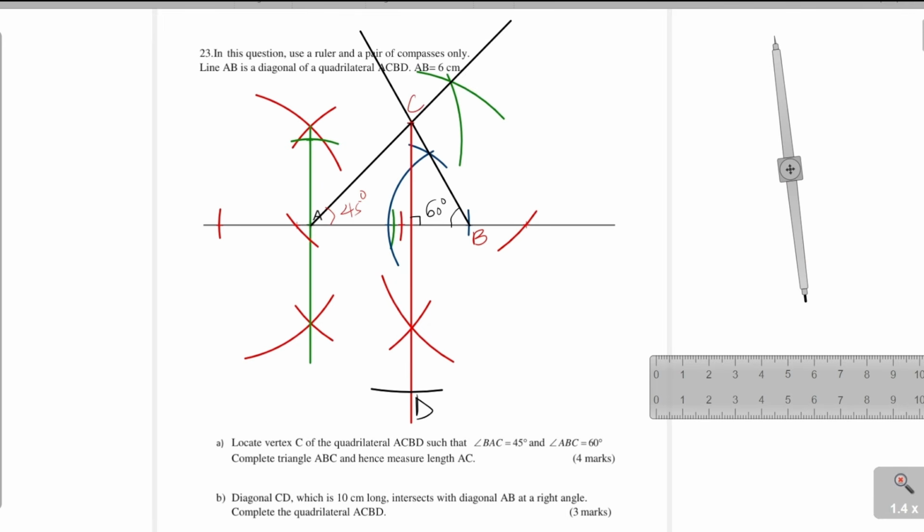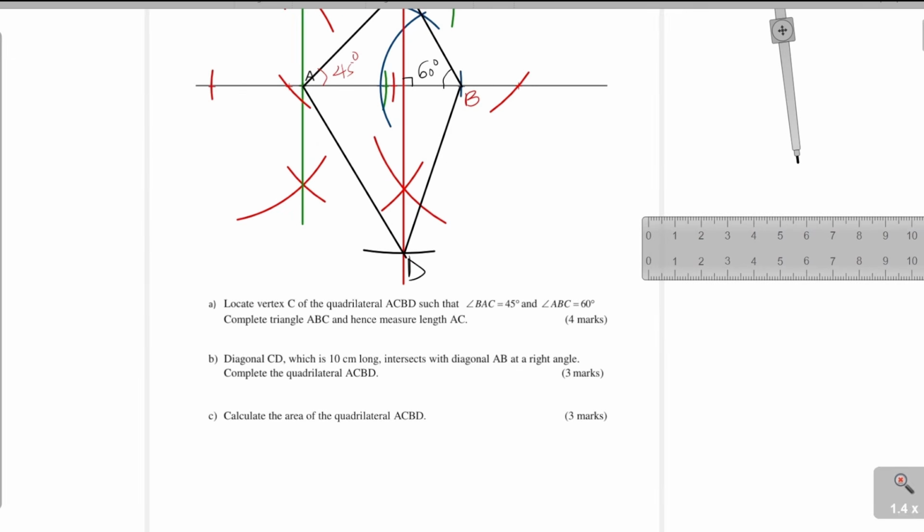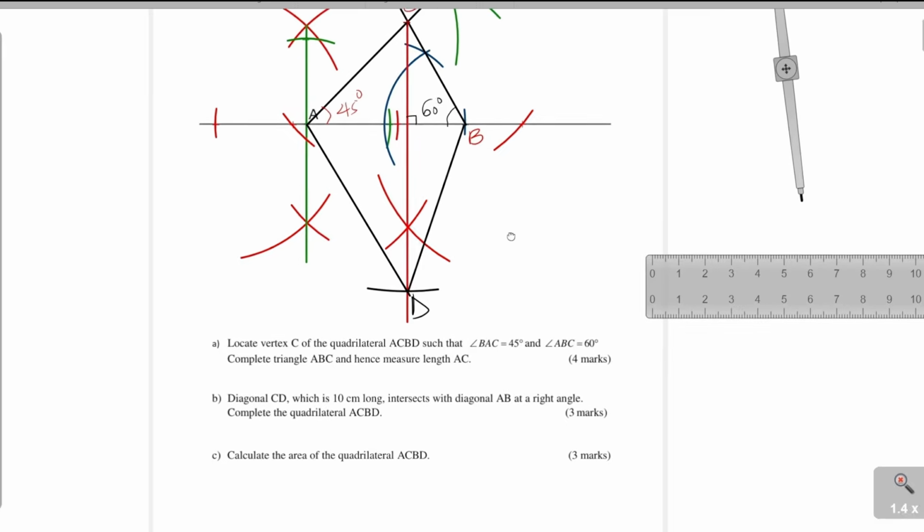Now you're supposed to complete the quadrilateral. By simply joining A to D, then from D to B, like that. And there we have the quadrilateral. So A, B, C, D is there. So the other question is to calculate the area of the quadrilateral.